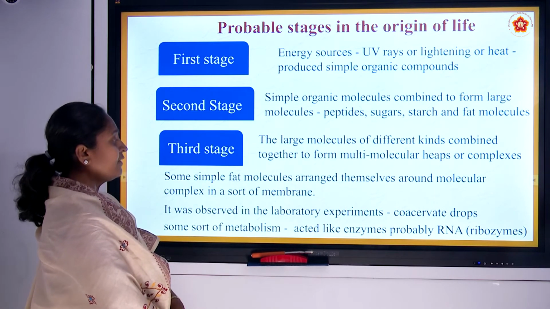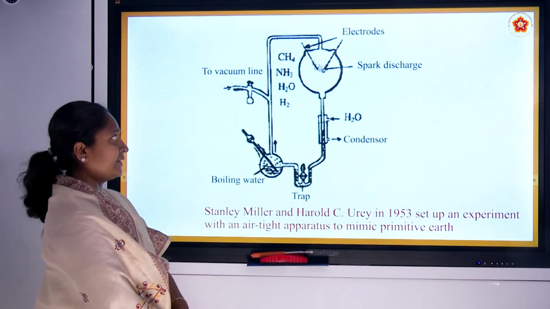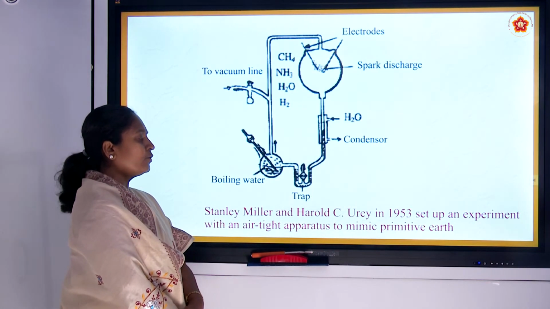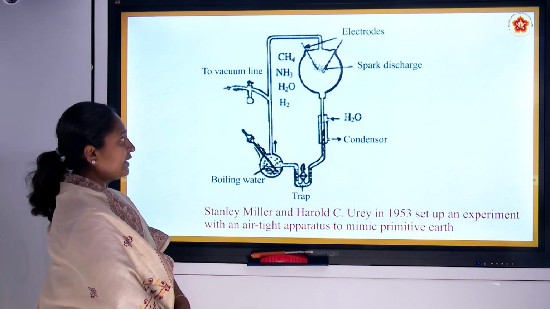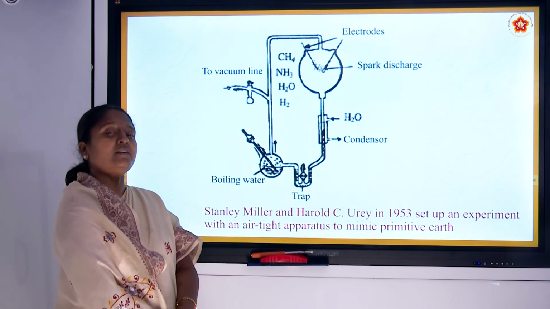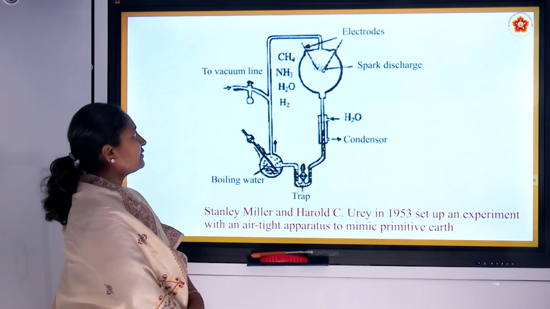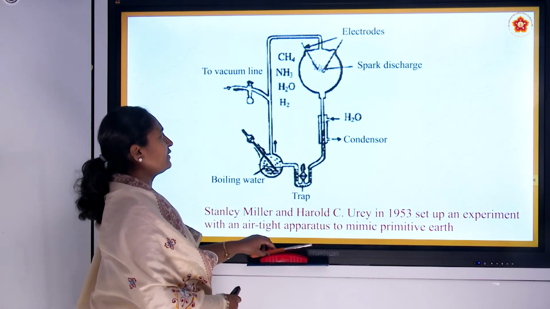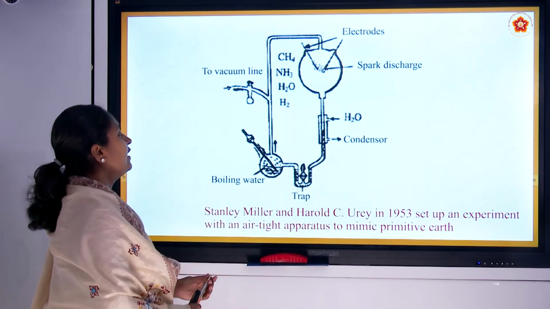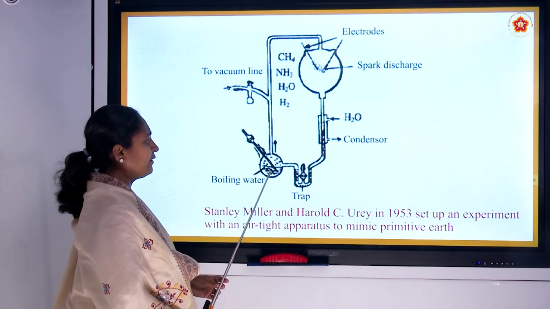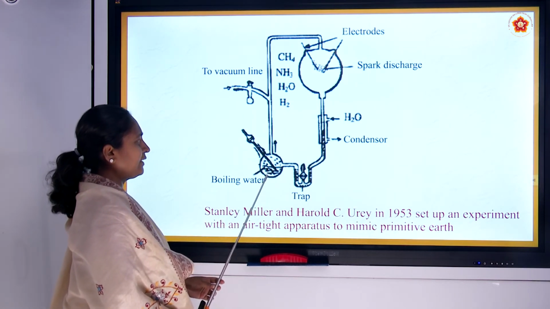So, now we will see what laboratory experiment was conducted and how they proved it. Stanley Miller and Harold Urey in 1953 set up an environment which mimicked the primitive earth. This is the setup they made. Here you can see various different things they have arranged. Here we will see first what they did: they were having boiling water here. They were boiling the water.